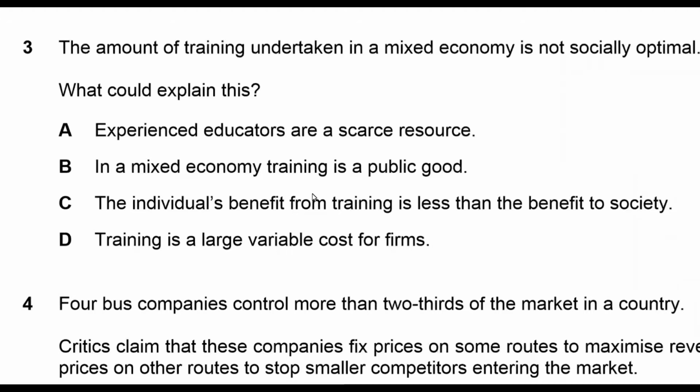Question number three says the amount of training undertaken in a mixed economy is not socially optimal. What could explain this? C is the correct answer, and C says the individual's benefit from training is less than the social benefit, or benefit to the society. Individual benefit means private benefit, right? Whenever there is a difference between social benefits and private benefits, it shows the existence of externalities. So whenever externalities exist, it is not the socially optimum level of output.